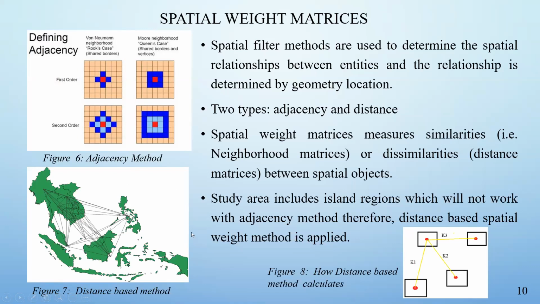But in my proposed study area, I have included the Iceland region, which does not work with the adjacency method, because the Iceland region is not connected with any other in the boundary. So the distance-based spatial weight method is applied. So how is the distance-based spatial weight method calculated? I explain in figure 8.